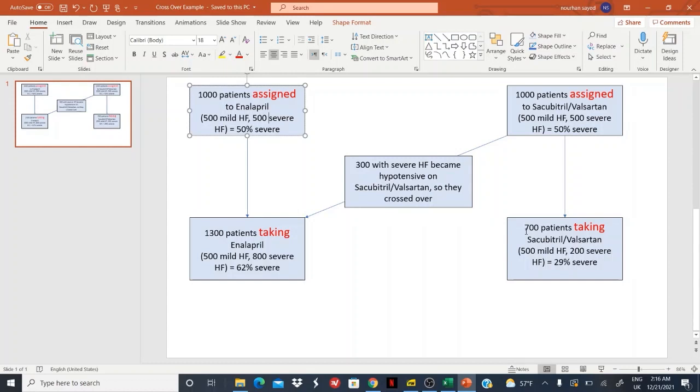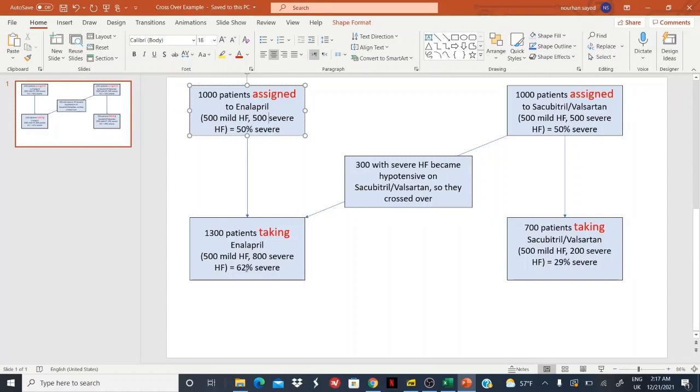Now, the number of patients per se is not the problem. The problem is what did the patients crossing over look like, right? So the patients who crossed over from the sacubitril valsartan arm to the enalapril arm, these were patients who had severe heart failure. And so when they crossed over, the enalapril arm now has 800 patients with severe heart failure: the 500 that initially started out on enalapril, and the 300 with severe heart failure who crossed over from the sacubitril valsartan. Right, so it now has a lot more patients with severe heart failure, and instead of having 50% prevalence of severe heart failure, it now has about 62% prevalence of severe heart failure.